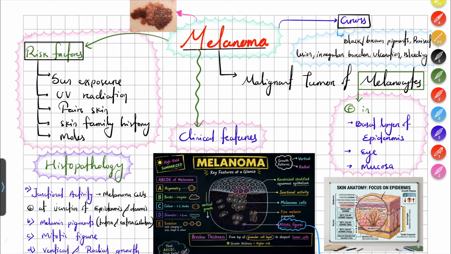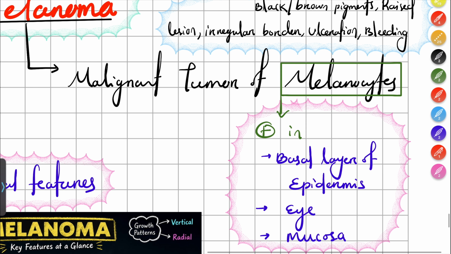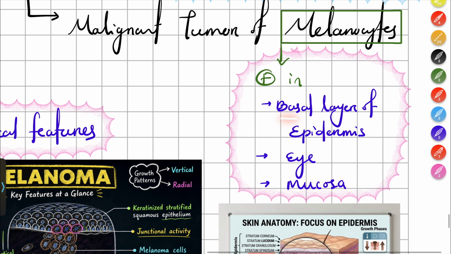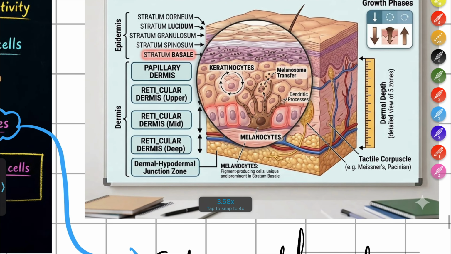So let's start the video. Melanoma is a malignant tumor of melanocytes. So first we see what are melanocytes that are present in the basal layer of epidermis, eye and mucosa. So let's see in this figure.